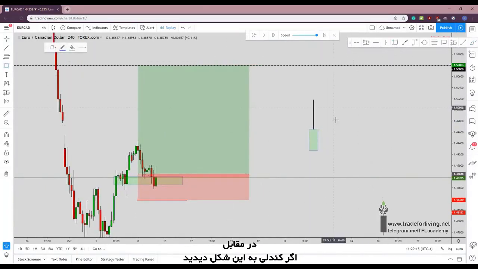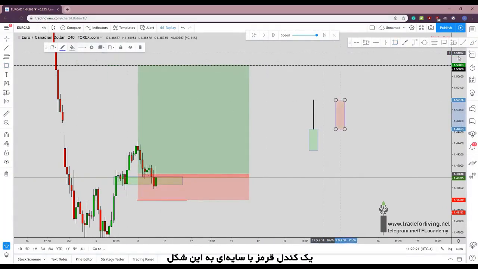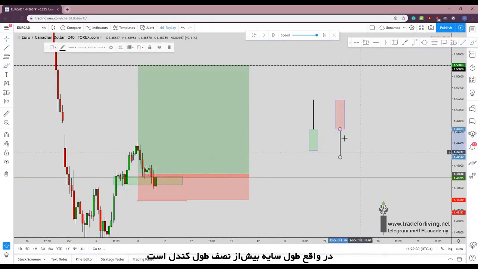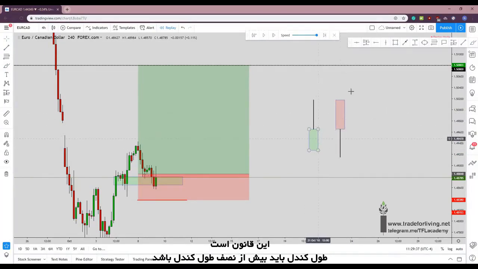And also if you see a candle like this, but on the other side is bearish, so if you see a red candle like this with a wick in this way, expect, actually the wick needs to be bigger, so basically the wick is bigger than half of the candle. That is the rule. The wick has to be bigger than half of the candle.